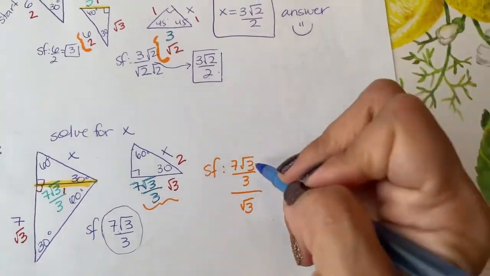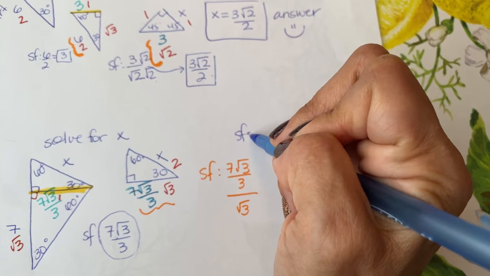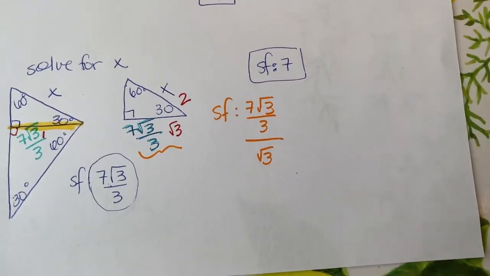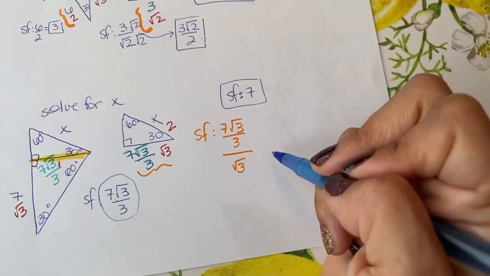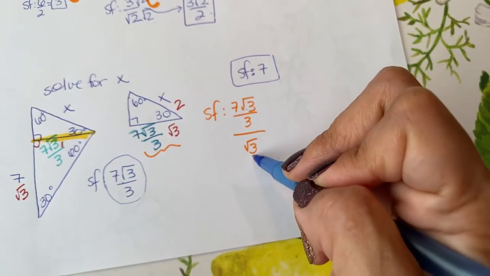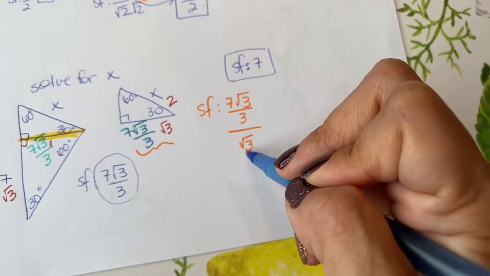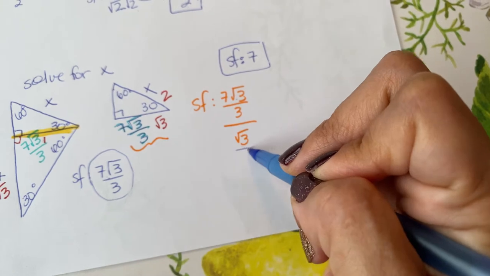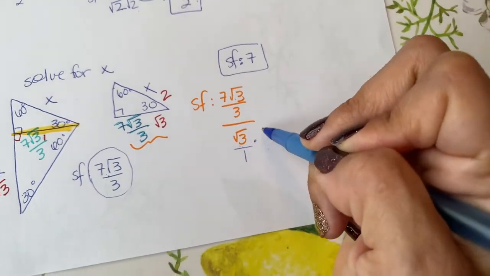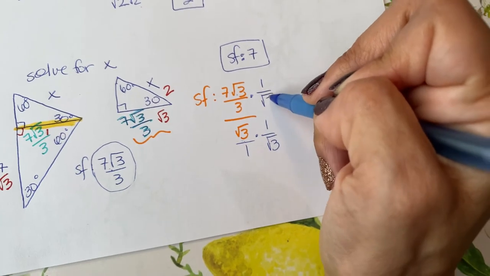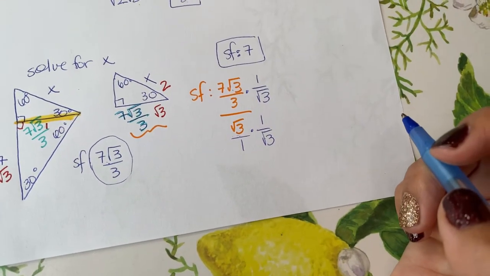Okay, this gives me 7, and you're like, how? How? All right. Reciprocal this. Remember, this is a numerator, this is a denominator, right? Okay, so if you want to get rid of that, flip it. And so this is really over 1. So what's 1 times rad 3? And do it to the top. What's 1 times rad 3?